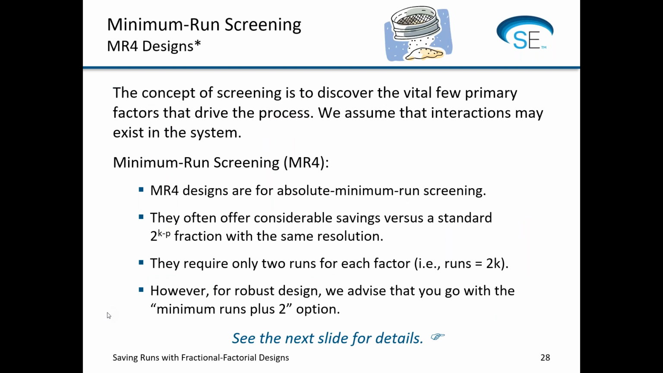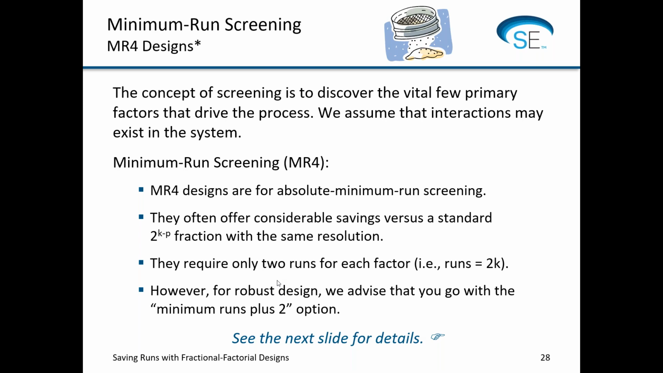All right, so now we're going to talk about screening. The concept of screening is to discover the few primary factors that drive the process. We assume that interactions might exist in the system. A minimum run screening design is for absolute minimum run screening. It often gives you some nice savings. They require 2 runs for each factor. So if you have 5 factors, 5 times 2 would be 10 runs.